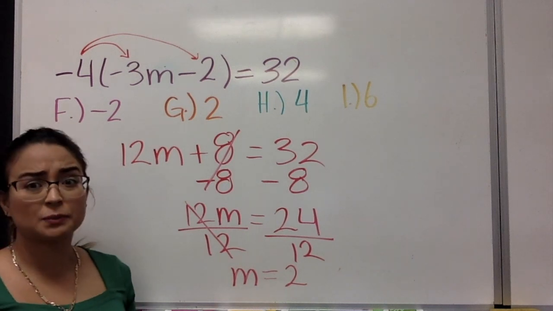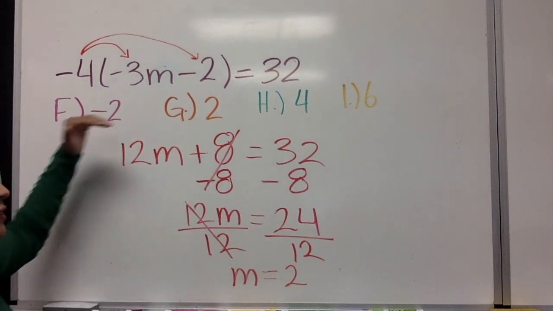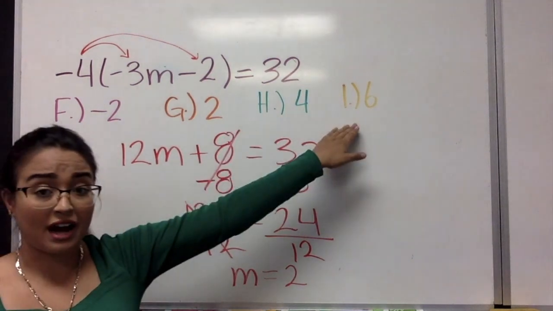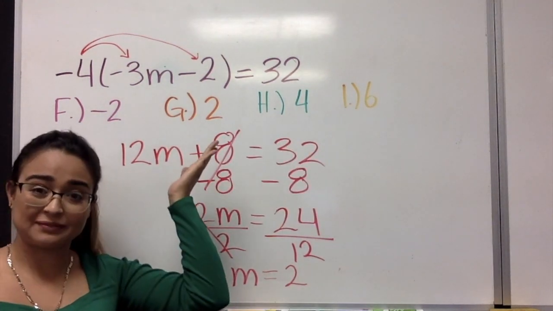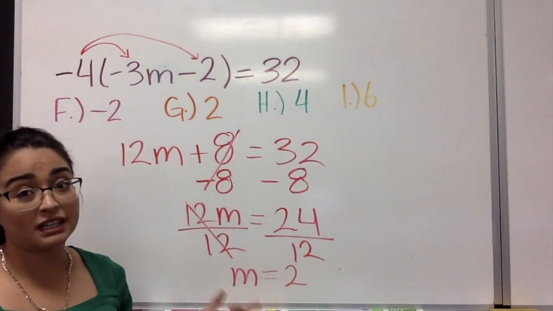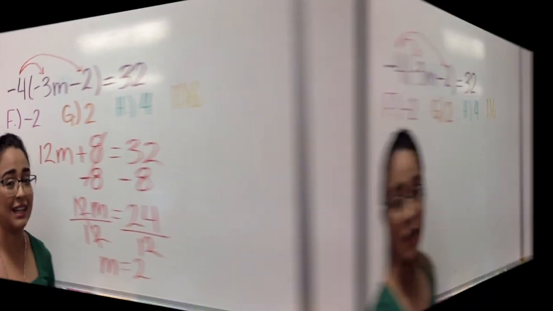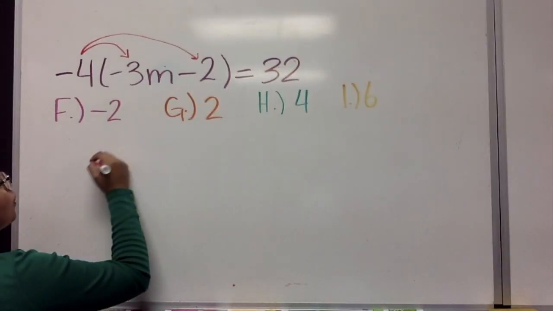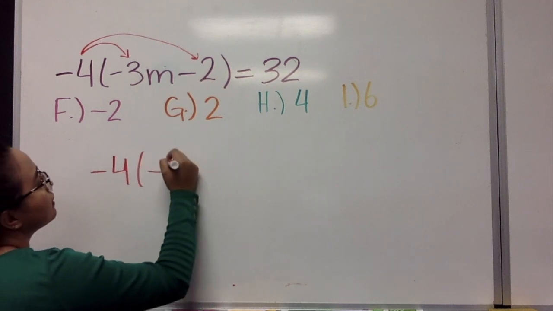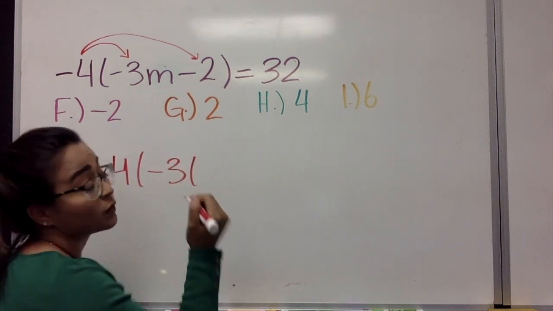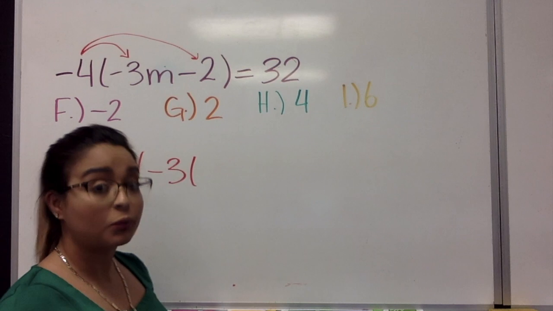Now, what came out to be our answer? Is it F, G, H, or J? It's G. Now, if we plug it in, it should work out. So let's try that. We have negative 4 times negative 3m minus 2. We're going to replace the value of m with 2.